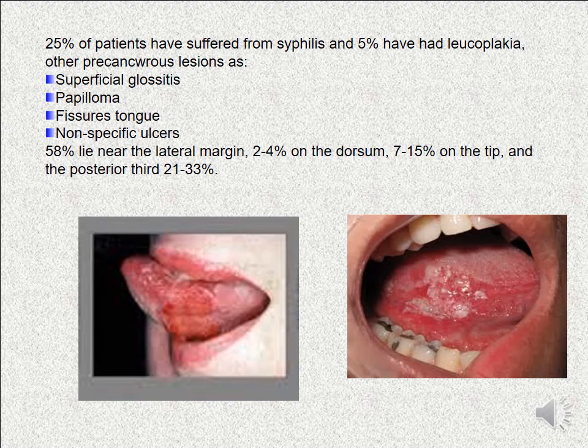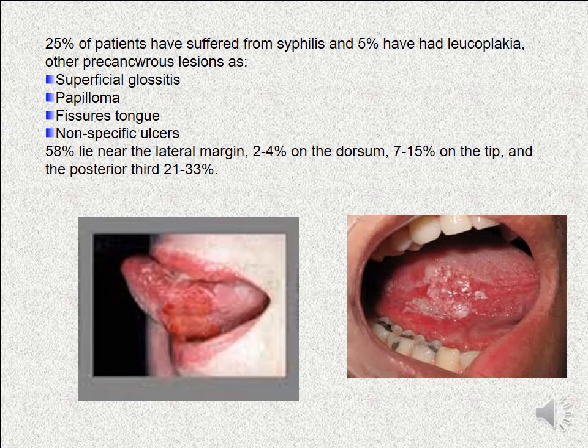Of the patients, 25 have suffered from syphilis and 5 have had leukoplakia, another precancerous lesion. One of the differential diagnoses of ulceration of the tongue is syphilitic ulceration. So 25 of the cancers are the result of syphilitic ulceration and 5 of leukoplakia as a precancerous lesion. Other conditions that can lead to squamous carcinoma are superficial glossitis, papilloma, fissured tongue, and non-specific ulcer.